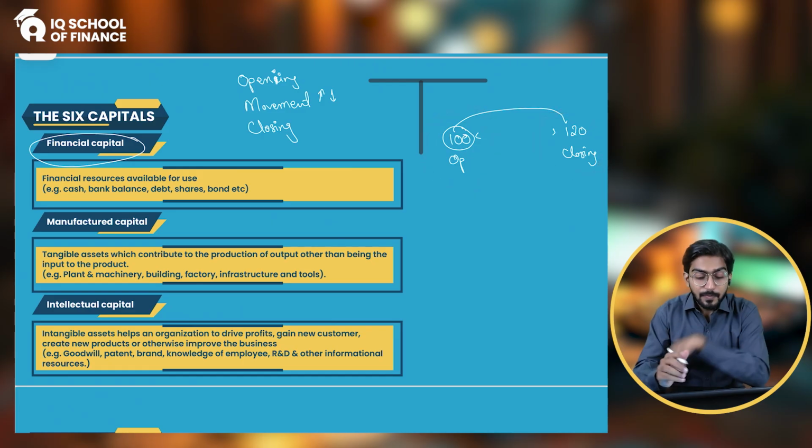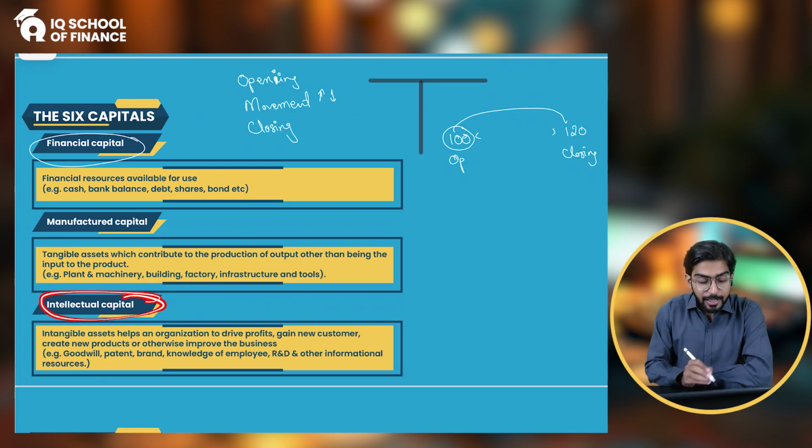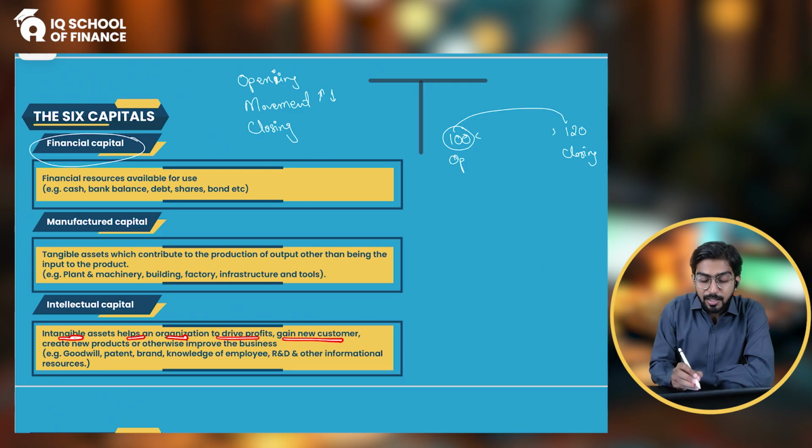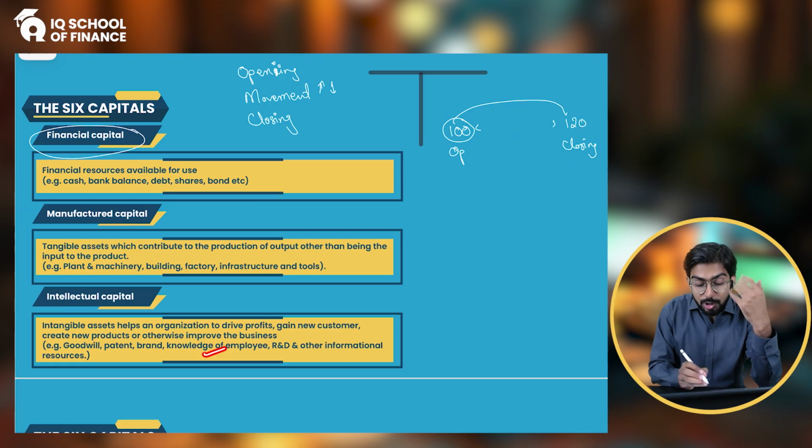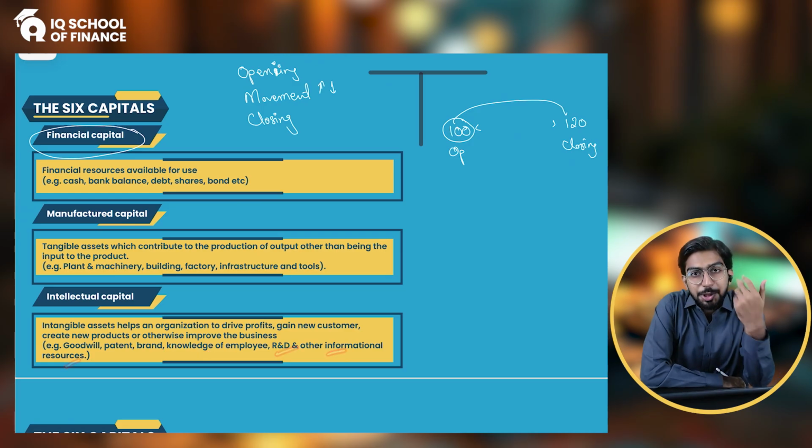All right. Then intellectual capital. It means the intangible asset which helps the organization to drive profit, gain new customers, create new products, or otherwise improve the business. For example, your goodwill, patent, brand, knowledge of the employees, R&D, other informational resources, your customer relationship data, your data analytics tools, your website, any kind of patent or brand which you have or goodwill. Again, these are the assets, right? These are your capitals because they are going to give you benefits.